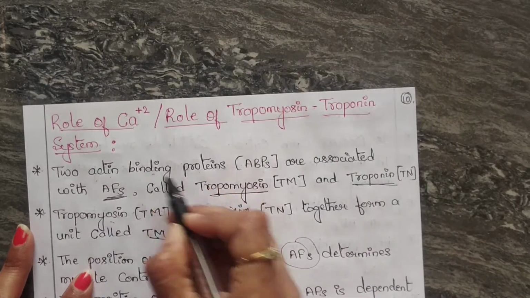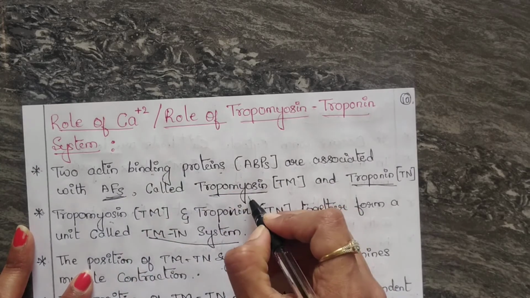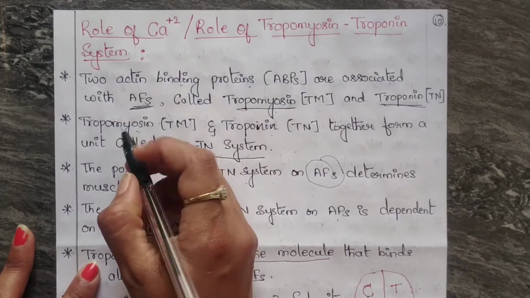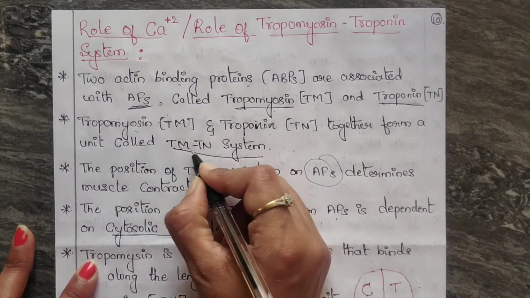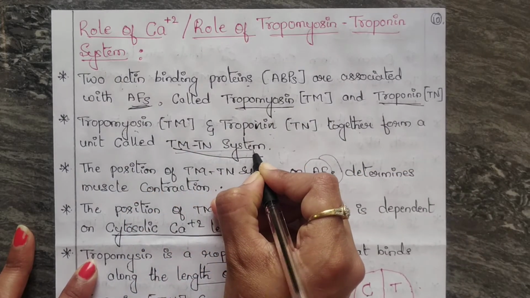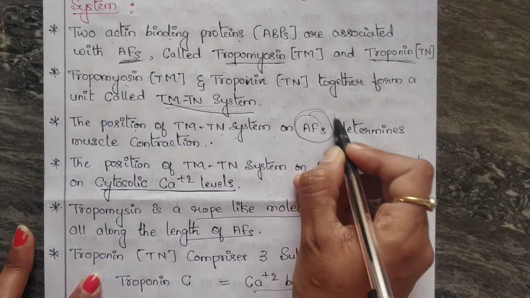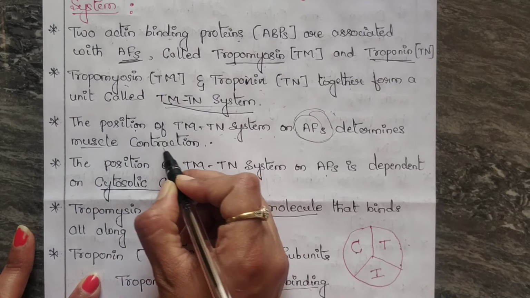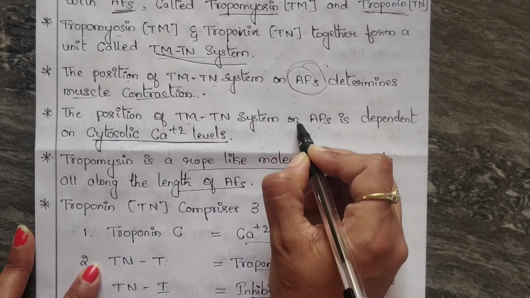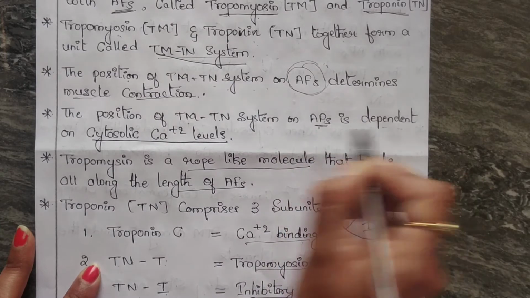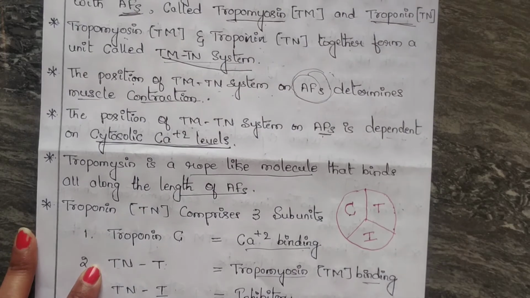Here the two actin binding proteins that are associated with actin filaments are tropomyosin and troponin. The tropomyosin and troponin together form a unit called the TM and TN system. The position of the TM and TN system on actin filaments determines the muscle contraction. The position of the TM and TN system on actin filaments is dependent on cytosolic calcium levels.